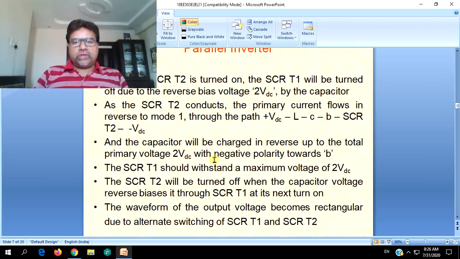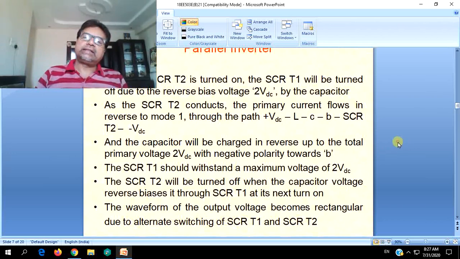Now, in continuation, when SCR T1 is turned on at its next turn on instant, the SCR T2 will be turned off, when the capacitor voltage, which is now in reverse, reverse biases T2. The waveform of the output voltage becomes rectangular due to alternate switching of SCR T1 and SCR T2. This is how the parallel inverter operates.